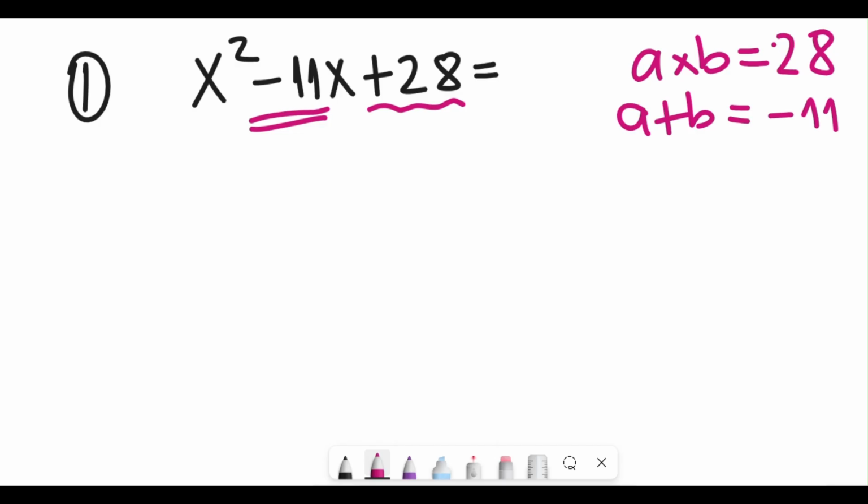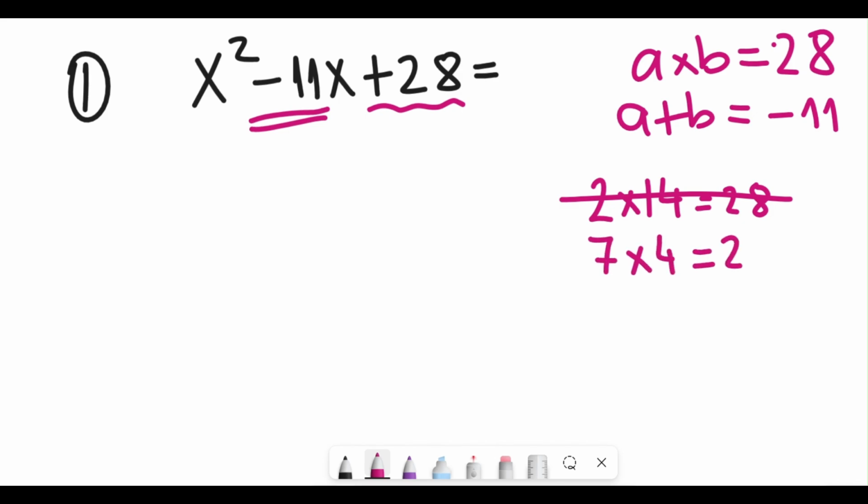Okay, now what are the two numbers to multiply to get 28? You can multiply, for example, 2 multiplied by 14. 2 and 14 will indeed give me 28. But can I get 11 using 2 and 14? 14 minus 2 is 12. Doesn't work. Okay, let's try another option. For example, 7 multiplied by 4 will give me 28. Excellent. Now be careful. How do I add them so that we get negative 11?